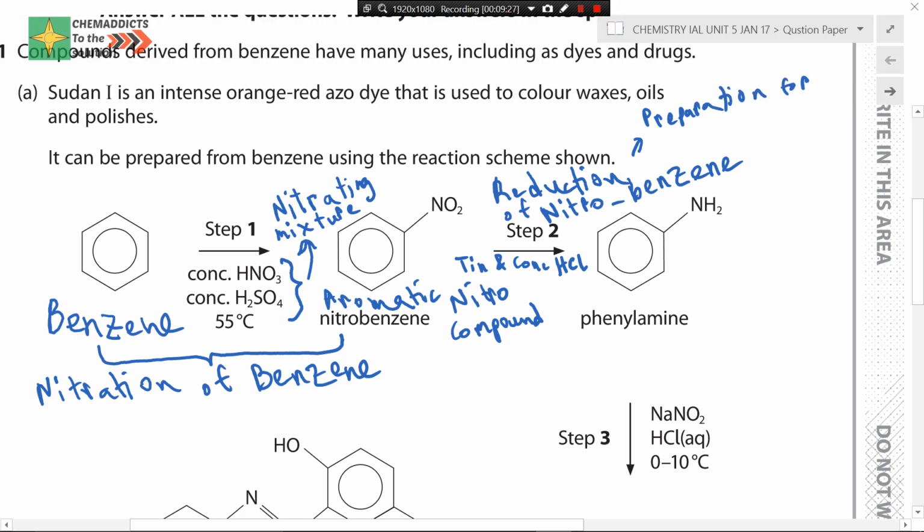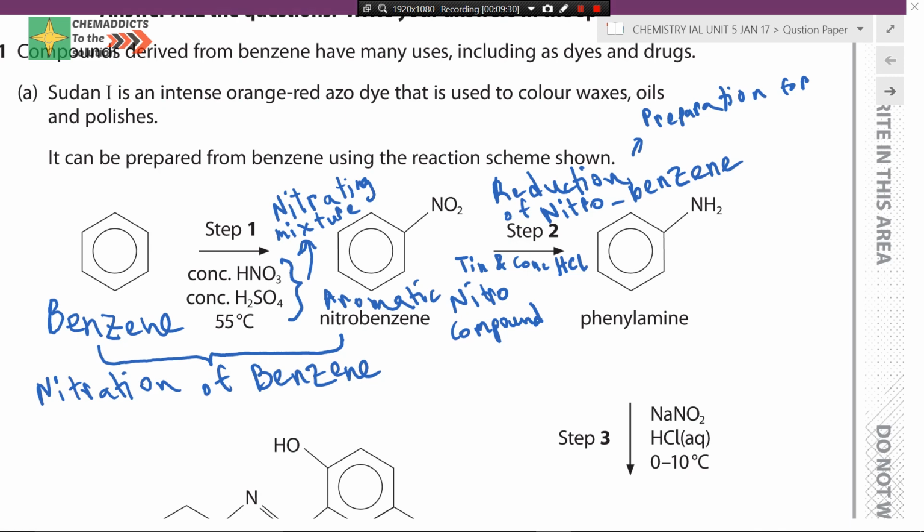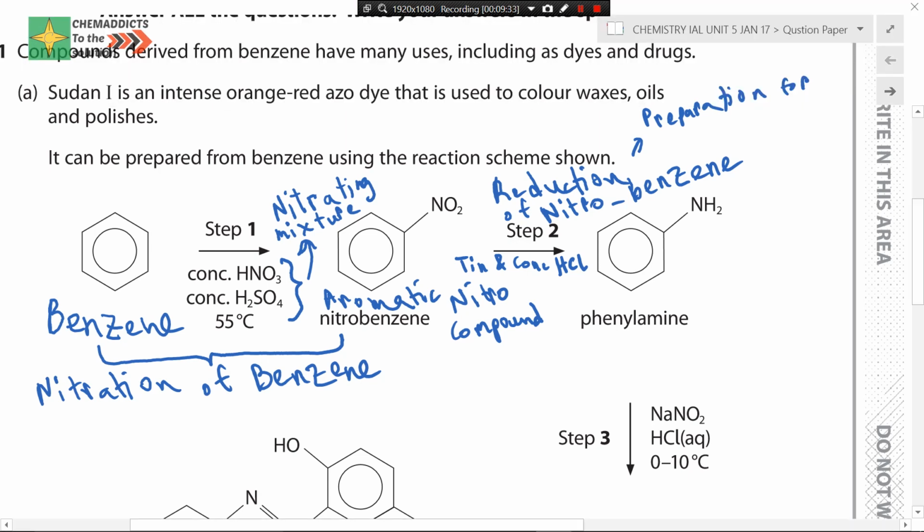Since it has a benzene ring, any benzene ring compound we can call an aromatic compound. This is aromatic nitro. Here we have classified this as an aromatic nitro compound. In the same manner we can classify this as aromatic amine. Preparation for aromatic amine. So in other words, reduction of nitrobenzene is the reaction for preparation of aromatic amine.